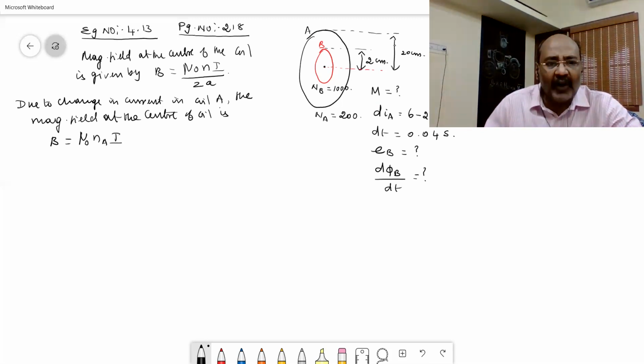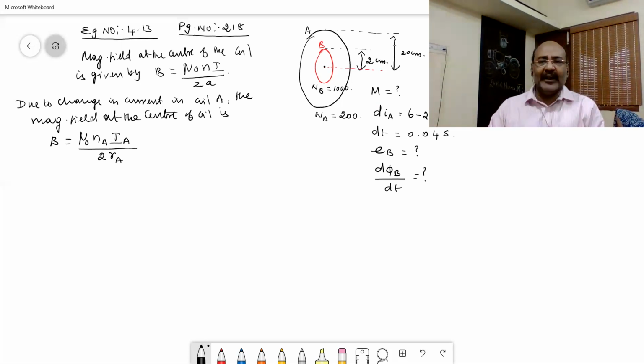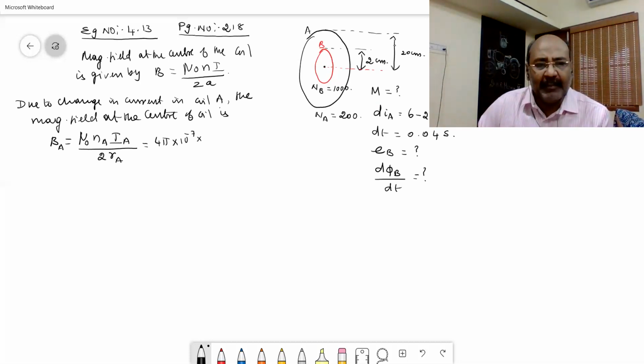Then current in that coil Ia divided by what? Divided by 2 into R, the radius of A, or I am considering it as the radius small a for A. See, if that is the case, I am writing this magnetic field due to the current supplied in the coil A. So magnetic field due to A at the center. So I can substitute this. What is the value? Mu0 I can substitute as 4 pi into 10 to the power of minus 7 into number of turns available considered to be 200.